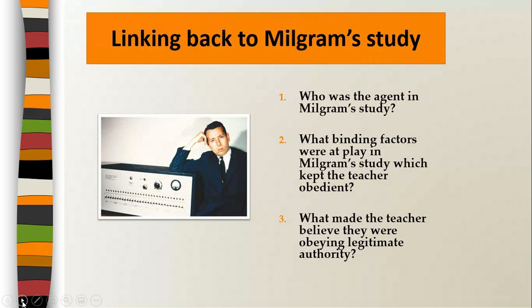So we can link this back to Milgram's study. The agent in Milgram's study is going to be Mr. Williams. So you're acting on behalf of the experimenter. The binding factors are going to be the verbal prods, and the teacher believed that they're obeying a legitimate authority figure because Mr. Williams had the white coat and he was in Yale University. So if we are asked to give examples of these social psychological factors, the agent is the experimenter, Mr. Williams. The binding factors are the verbal prods that Mr. Williams used, and the legitimacy of authority is Mr. Williams in his white coat.